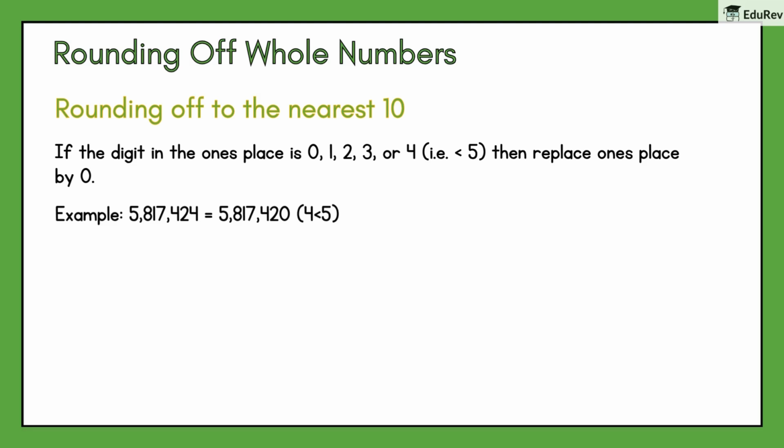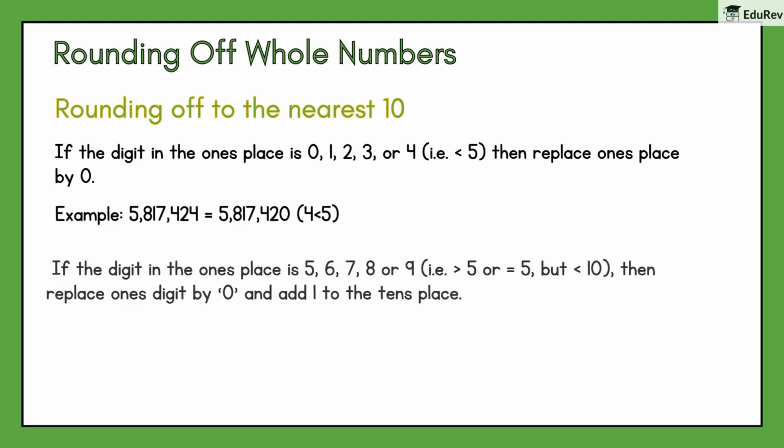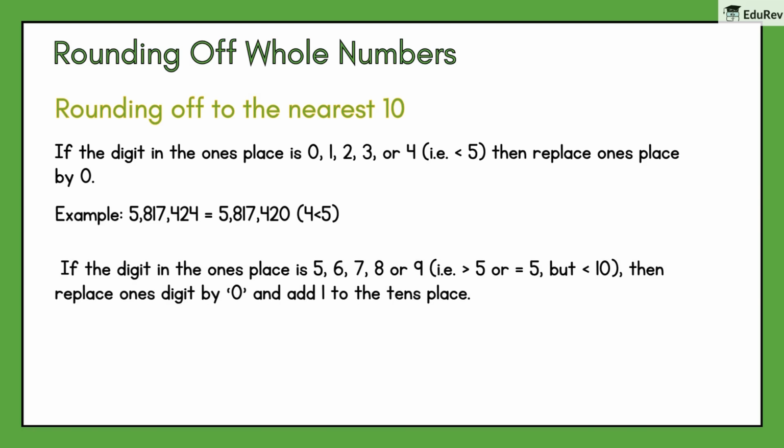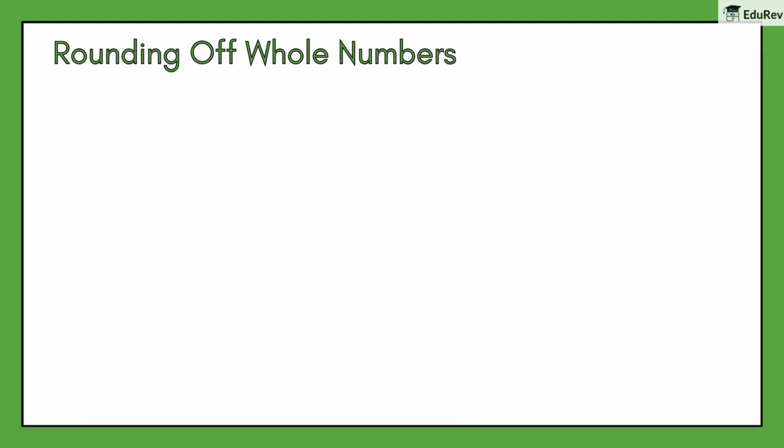5,817,420. On the other hand, if the digit in the ones place is 5, 6, 7, 8, or 9, that is greater than or equal to 5 but less than 10, then we replace the ones digit with 0 and add 1 to the tens place. For example, in the number 62,75,985, the ones place is 5, which means we round it up to 62,75,990. Next, we will look at rounding off whole numbers to the nearest 100.